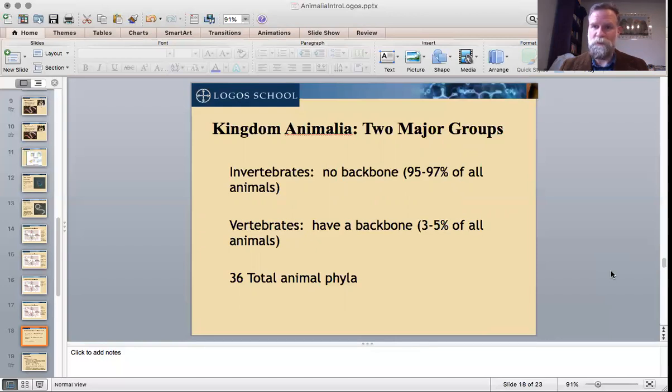And just a really coarse definition would be no backbone. We'll get into the specifics of that once we talk about vertebrates. There's a little bit more to vertebrates than just a backbone, but they do have a backbone, and they make up about 3 to 5% of all animals. And so 36 total phyla. We're just sampling a few.